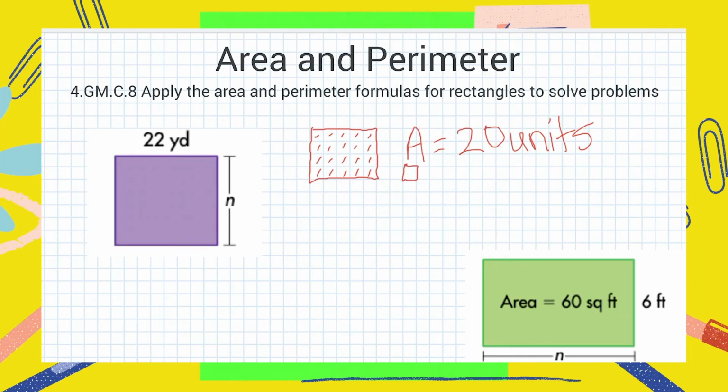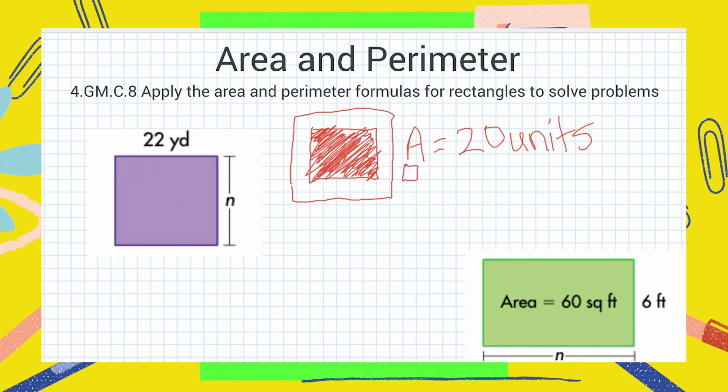Remember, when you're finding perimeter, we're talking about the distance around an object. But when we're finding the area, we are talking about the amount of units it takes to cover this entire object.